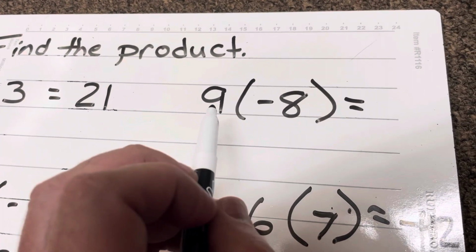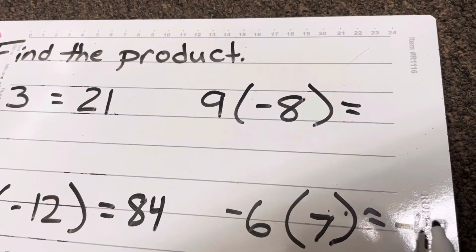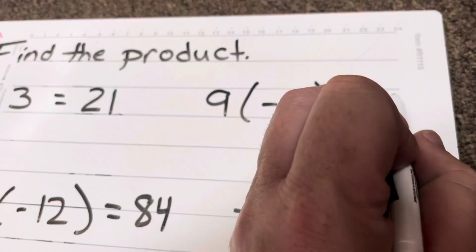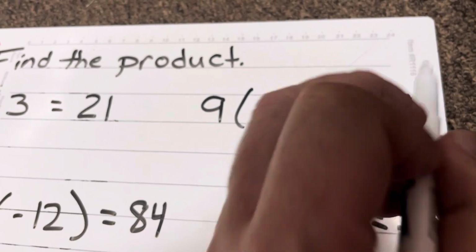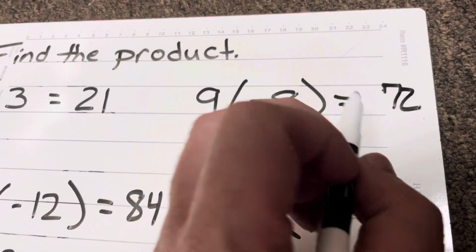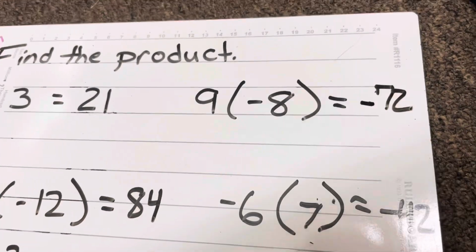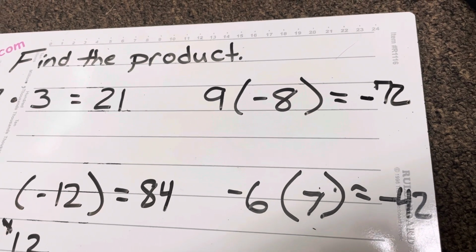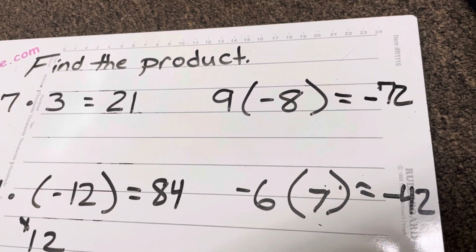9 times negative 8. Well, here we have the same thing. A positive 9 times a negative 8. I know that 9 times 8 is 72. But since one of the numbers is positive and one of the numbers is negative, I make it a negative 72. That's finding the product. That's pretty straightforward.